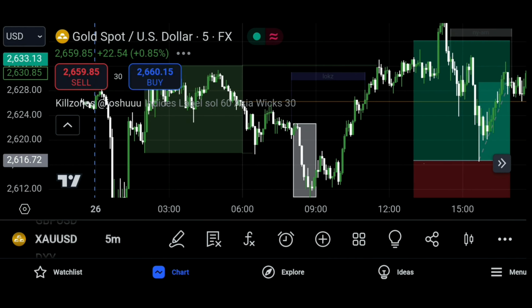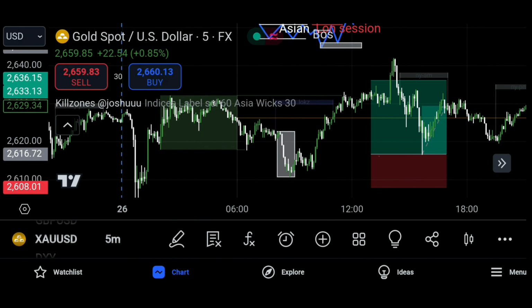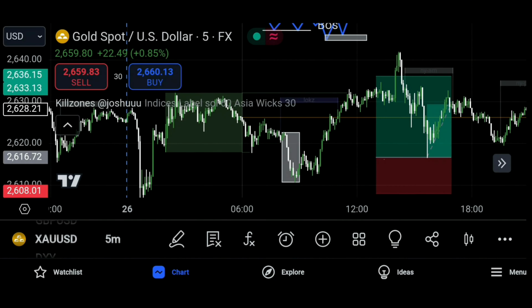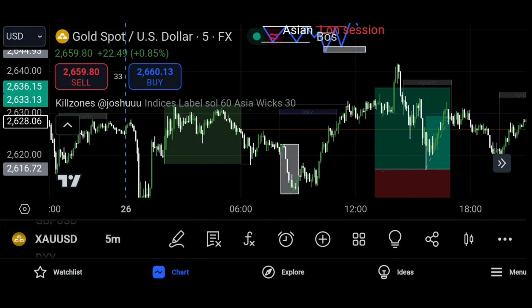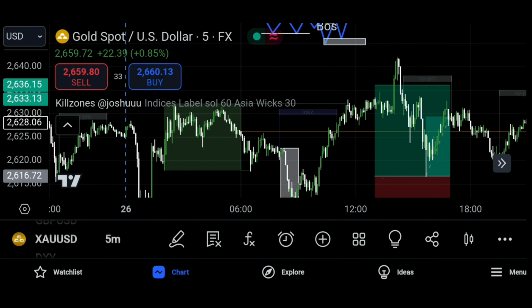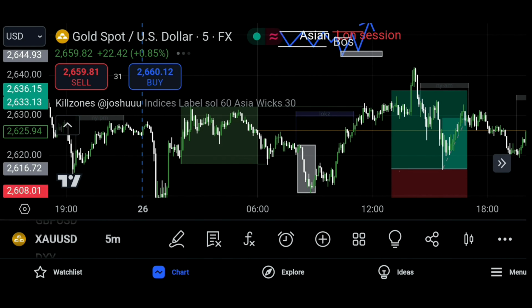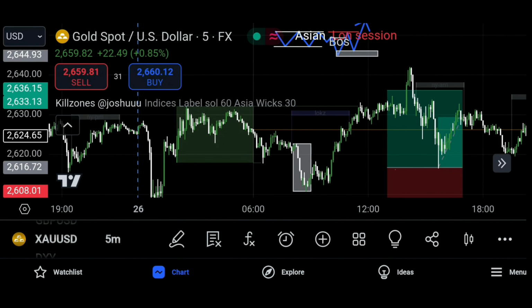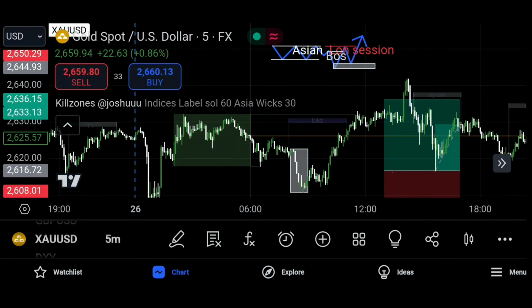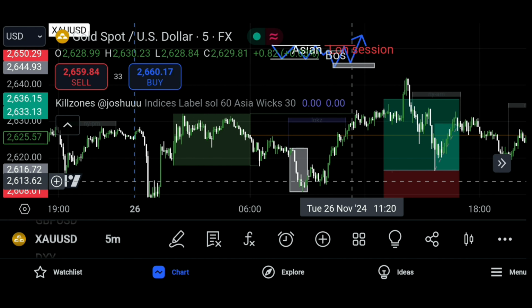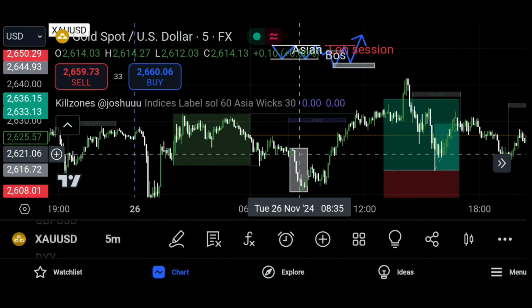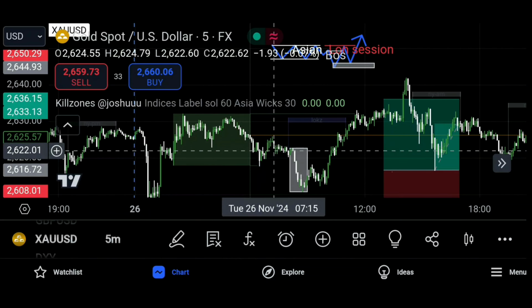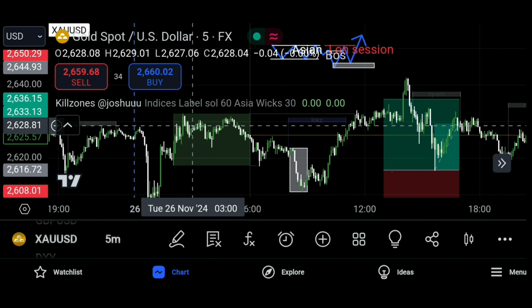So let's see it for itself. Alright, so here is the trade. It's simple. You can even do it yourself right now, just like I have explained. You can see it for yourself. I don't use indicators on my chart. The only indicator I use is these Q zones. That's Q Zone, Joshua, indices, label, so that and that.